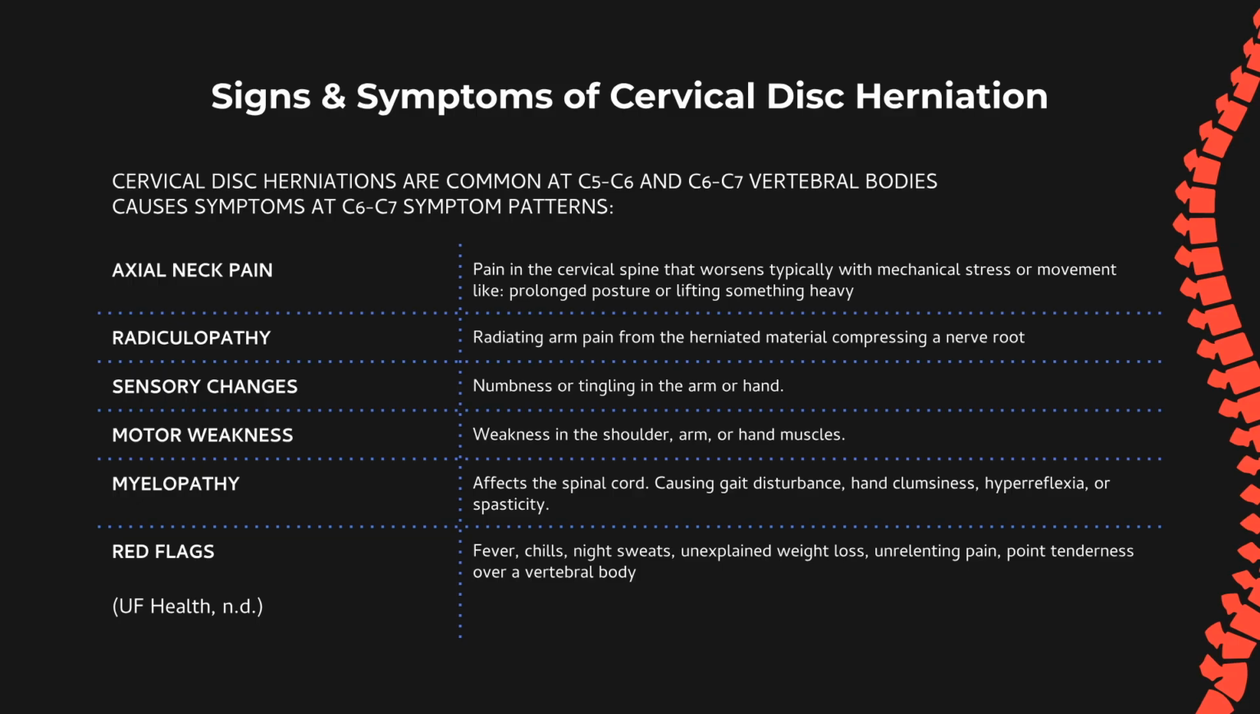And then we can see radiculopathy occur, radiating down the arm from the herniated material compressing the nerve root. And then sensory changes occurring, causing numbness or tingling in the arm or hand, motor weakness, weakness in the shoulder, arm, or hand muscles, and then myelopathy affecting the spinal cord, causing gait disturbance, hand clumsiness, hyperreflexia, and spasticity. And then some red flags to be wary of are a fever, chills, night sweats, unexplained weight loss, unrelenting pain, and point tenderness over the vertebral body.